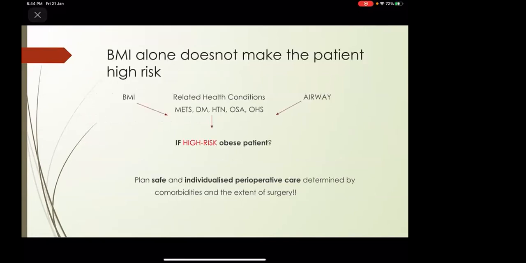So we've seen that BMI alone does not make the patient high risk. I'll find out whether the patient has different associated health conditions. I'll assess the airway, and then I'll confirm whether the patient is high risk, and then plan a safe and individualized care determined by the comorbidities and extent of the surgery.